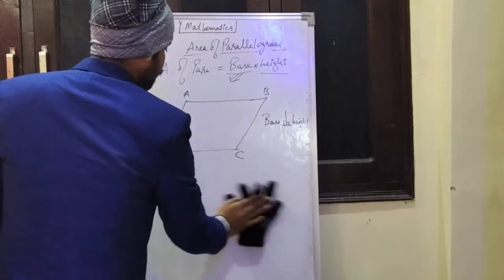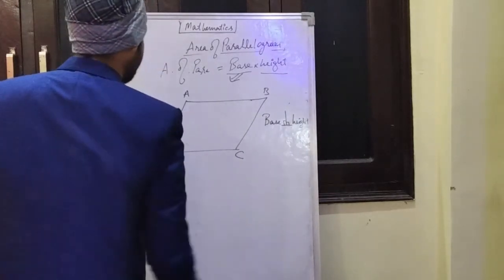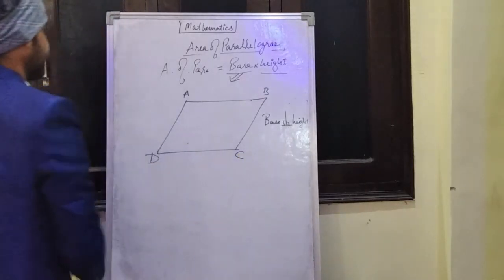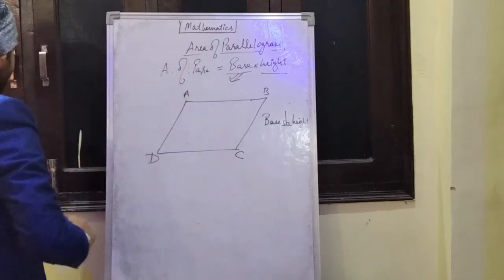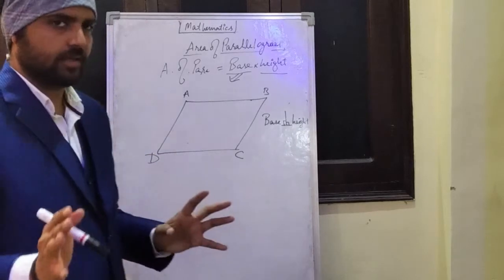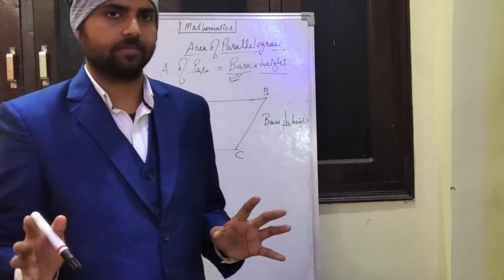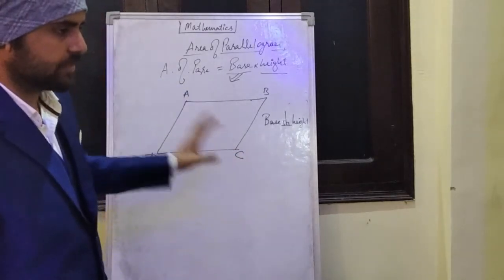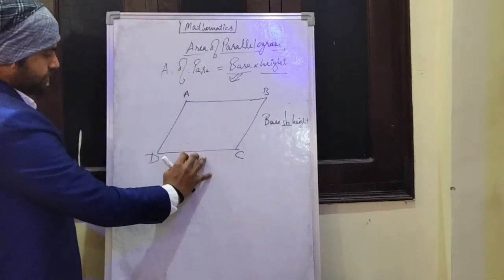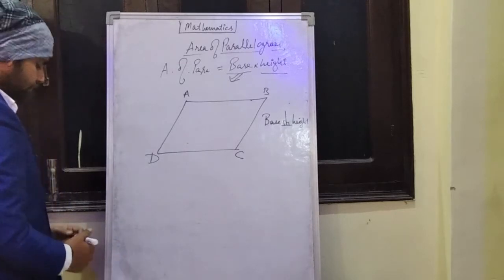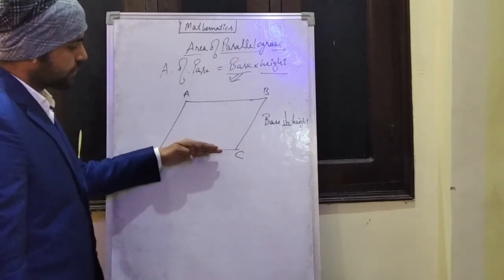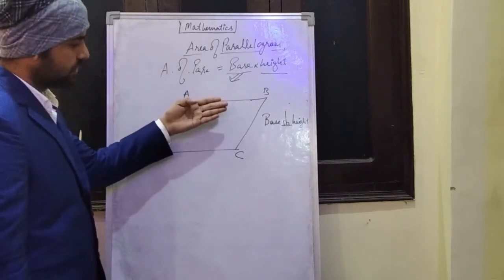I hope you know and always keep in mind the relationship between base and height when finding the area of a parallelogram. Now see, if I take this CD as base, because you can take any side as base for a parallelogram. Okay, any side of a parallelogram is a base. So for this side as a base, we are going to get height from the vertex which is on the opposite side.